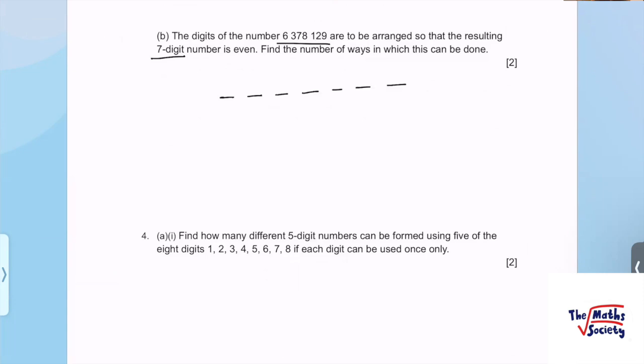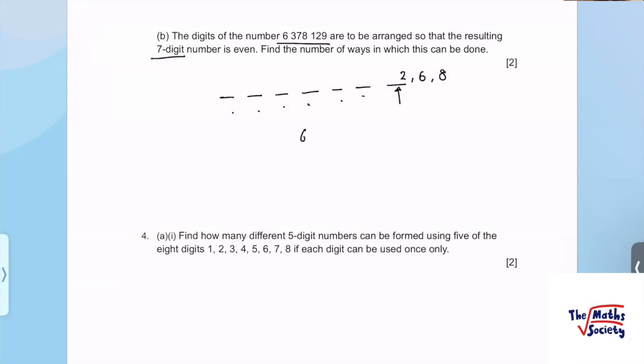And at the end, the 7th digit has to be even. So we have 2, 6, and 8 that has to be even. So here 1, 2, 3, 4, 5, 6. It can be any order, with the last being any of the numbers there. And they didn't say that it cannot be used more than once.